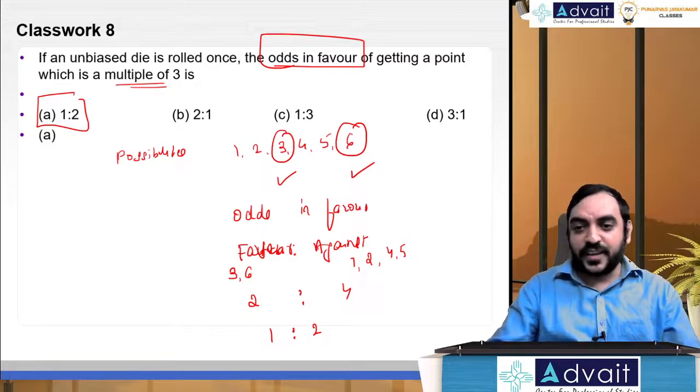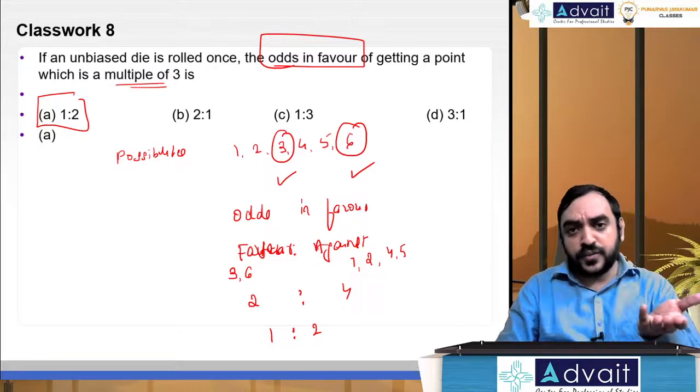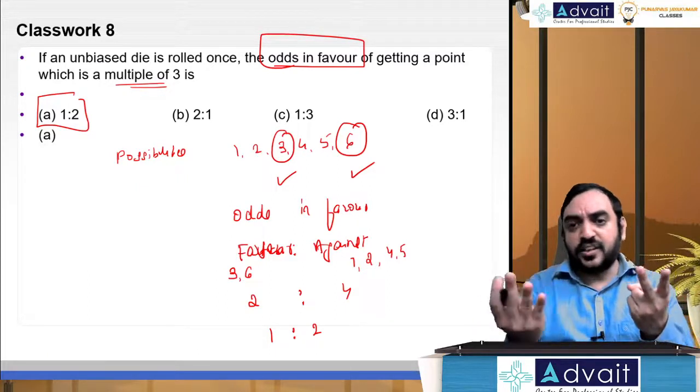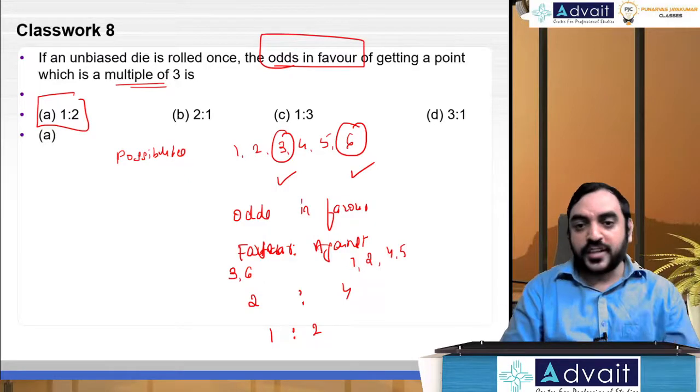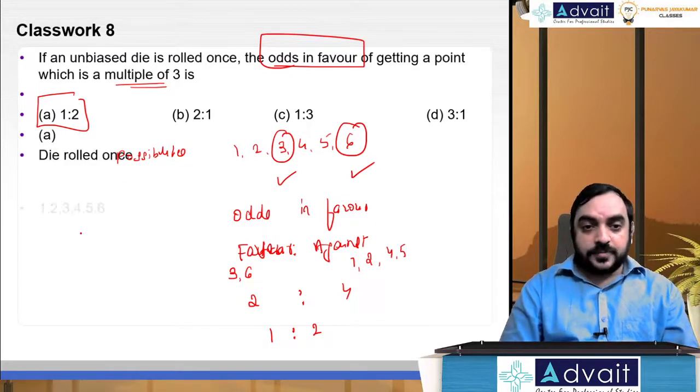I hope you get the calculation. Multiples of 3 are 2, non-multiples are 4, so 2:1. Hope you get the point. Okay. Next.